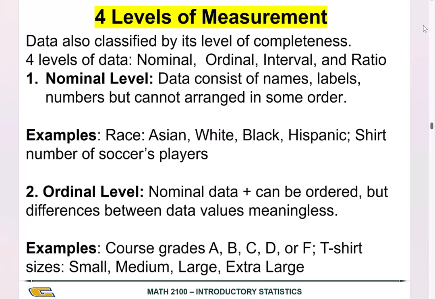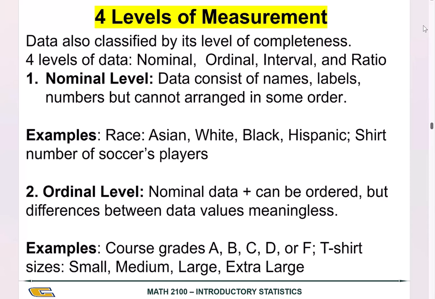So here, like, we have race, right? Which is Asian, white, black, Hispanic. Or say, the number of soccer players, right? So you have a label here, which is number 1, number 2, 3, 4. But for sure, we cannot arrange them in order, right? We cannot say number 4 is doing better than number 3. Maybe number 4 player is doing better than number 1 player.